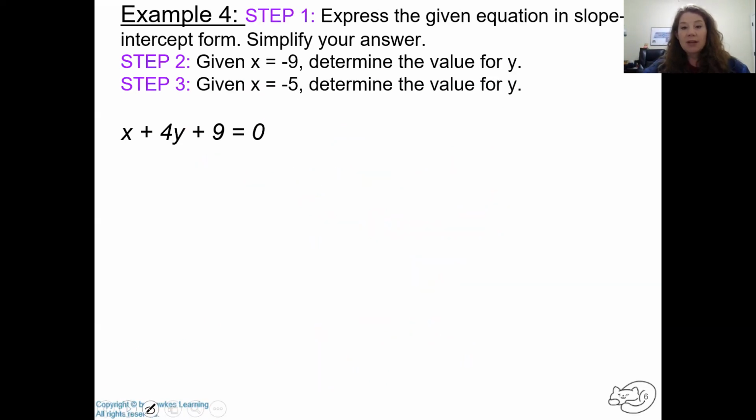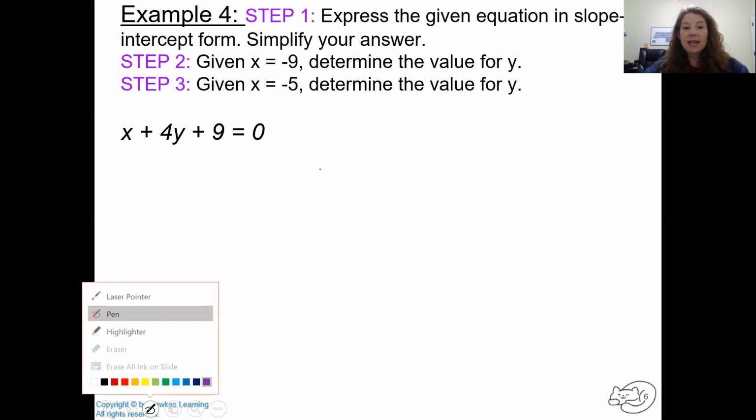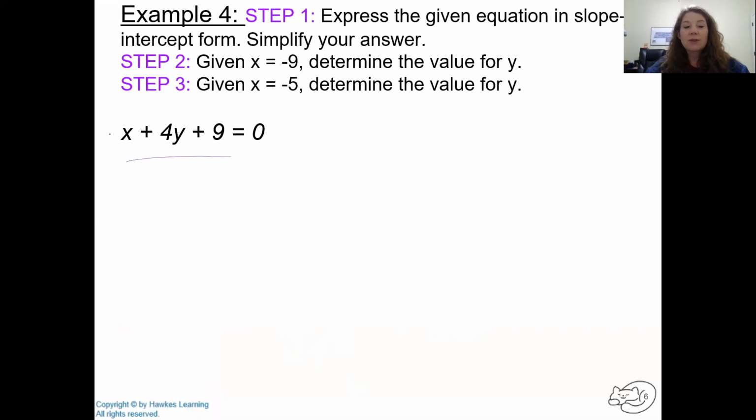All right, let's follow these directions. It says I have this standard form. This is kind of in standard form, right? I have x and y on the same side. The first thing it tells me to do is to express this equation in slope-intercept form. So slope-intercept form is y equals mx plus b. So we have to fill in for our m and our b. So that means we want to solve for y. We want y by itself on one side of the equal sign.